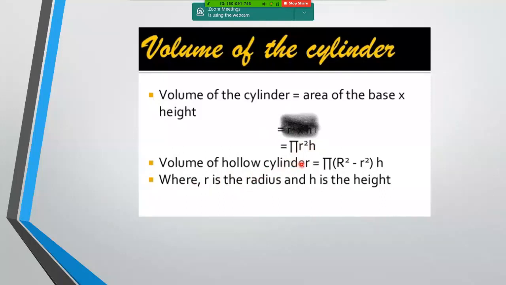Why are we calling it a hollow? Because surely there is a thickness. If no thickness is given to you, don't have to bother about it at all. Take only the r that is given to you. But in case there's a certain thickness given to you, where capital R might be the external radius, and small r is the internal radius, then in that case, in the same formula, pi r square h, we come back to pi capital R square minus small r square h, where capital R is the external radius and small r is the internal radius, and h is the height.